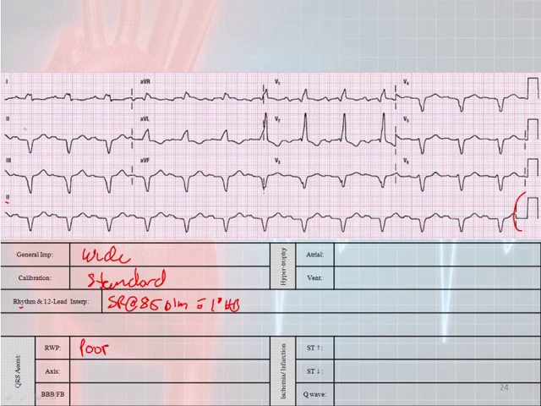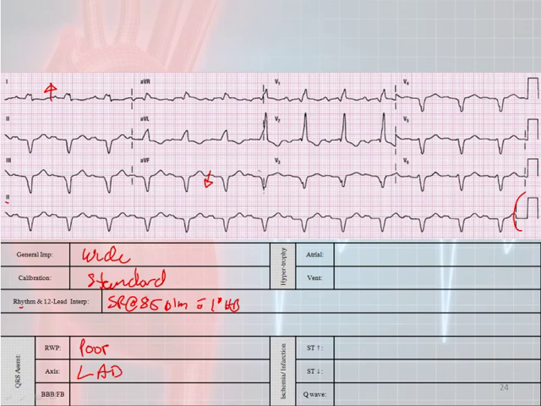For the axis, you want to look at leads 1 and aVF, and lead 1 is pointed up, lead aVF is pointed down. So we're going to say that it is a right together, left apart, left axis deviation.